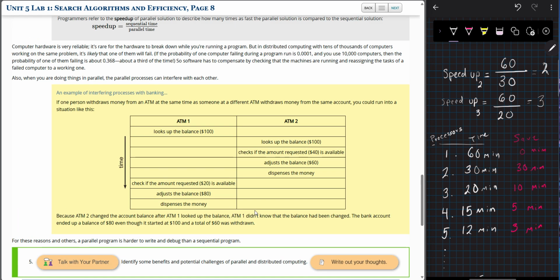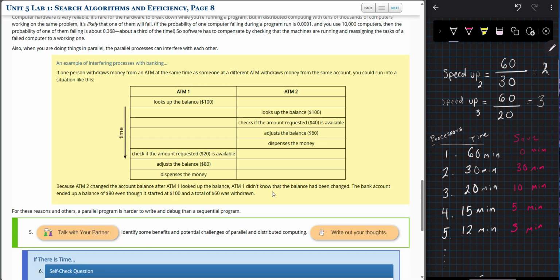But now, at the same time, I requested 20. So would the computer adjust the balance to 60 or to 80? So that's why parallel computing is very important. And it's very hard to achieve parallel computing because you have to account for all of these tasks going at the same time, and if they affect one another, it can be complicated to program those things.